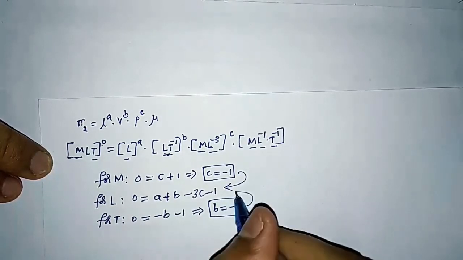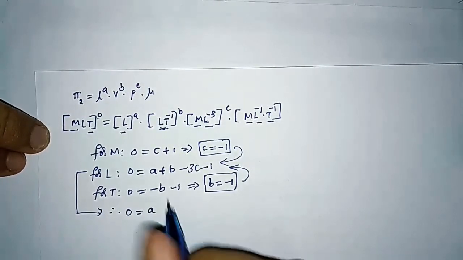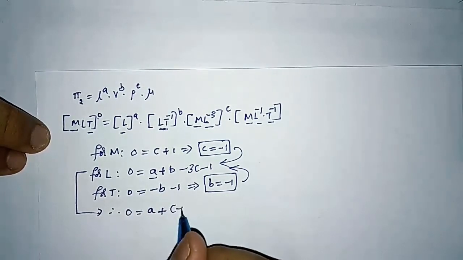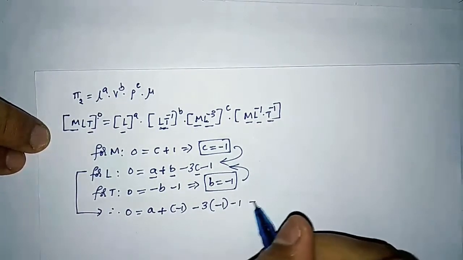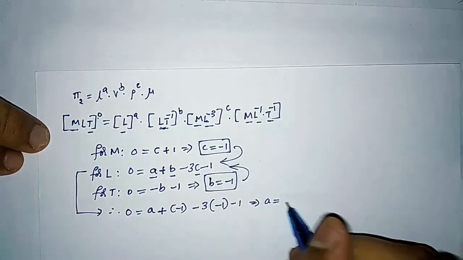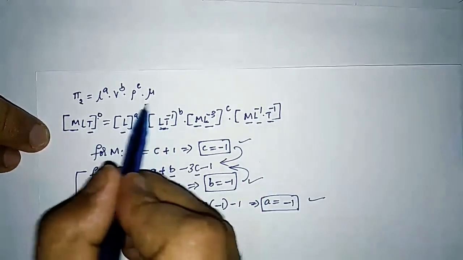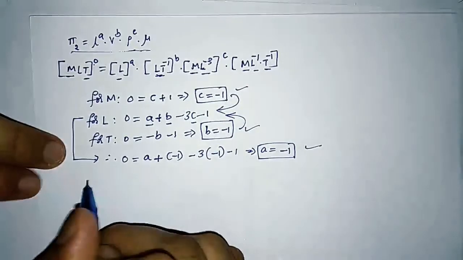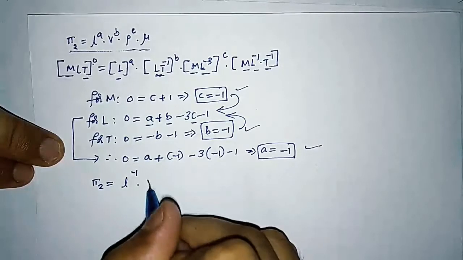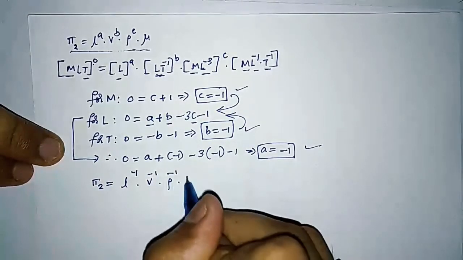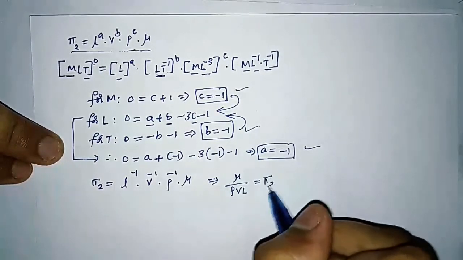Now you substitute C and B values in the equation L. Therefore 0 is equal to A as it is. Instead of B you can substitute minus 1, minus 3 into minus 1 minus 1. So A value is, on calculating we will get minus 1. So we are ready with all 3 values A, B, C. Now substitute in pi 2 equation. So pi 2 is equal to L raised to minus 1, V raised to minus 1, rho raised to minus 1 into mu. So you can simplify this as mu by rho V L, that is pi 2 term.